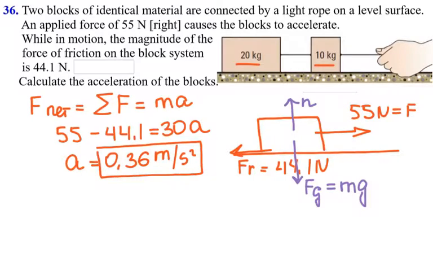So I found the acceleration. I also can tell you how much force exactly is acting on each block. Let me choose a different color: this is going to be how much force is acting on the 20 kilogram block, and the blue one is how much force is acting on the 10 kilogram block. So the net force acting on the 20 kilogram block is its mass times acceleration, 0.36 times 20, right? So that is 7.2 newtons.